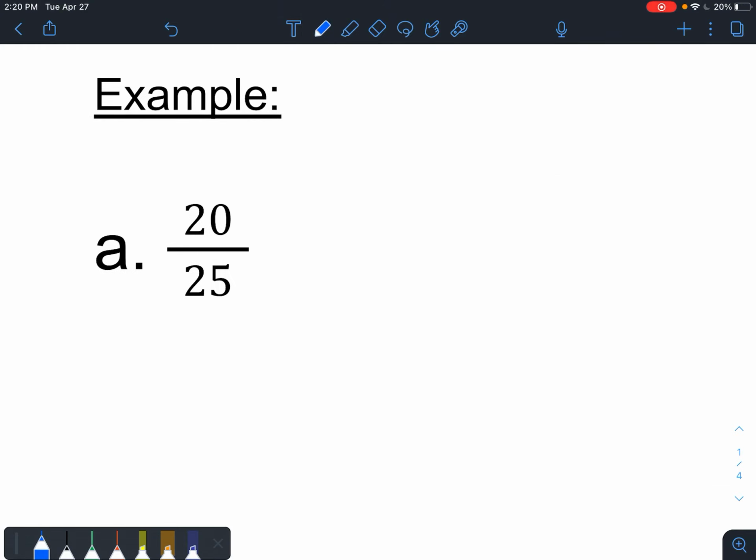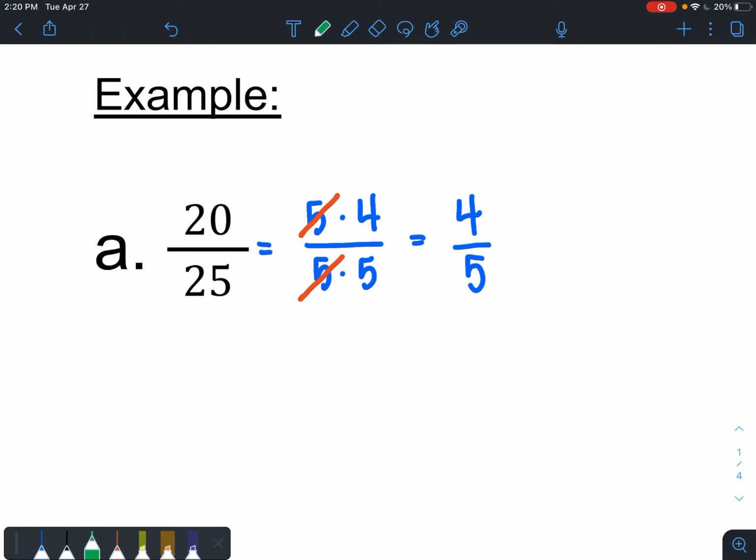So we're using numbers that we're familiar with. Now 20 and 25, those two numbers have a number in common. That number that they have in common is 5. So I'm going to write this as 5 times 4 over 5 times 5. Okay, what happens is these 5s cancel out and we get 4 over 5 as our simplified answer.